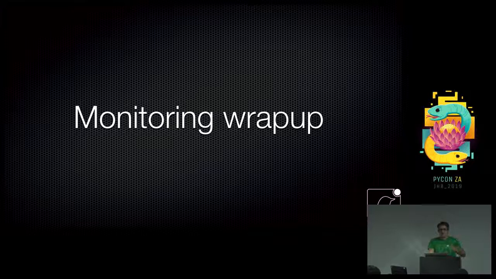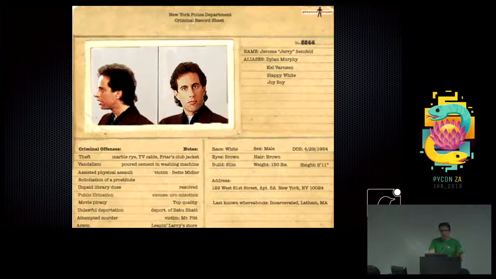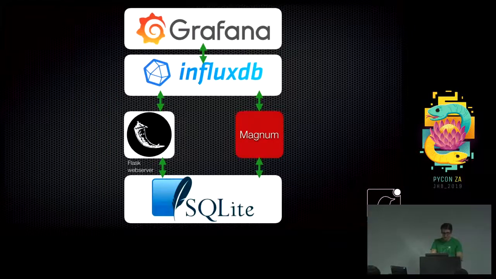So to wrap up this entire monitoring section we just covered, we covered the DNS monitoring, the HTTP monitoring, and we showed you what type of scale is required for our overall monitoring. So without further ado, introducing Rapsheet. We call it Rapsheet because we envision this monitoring system to build up a list of crimes for all our endpoints. This is the total architecture that we use for Rapsheet.